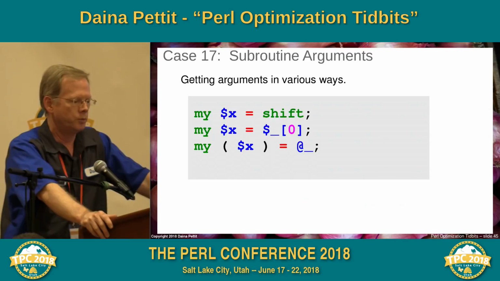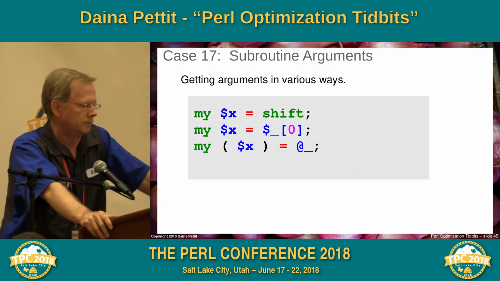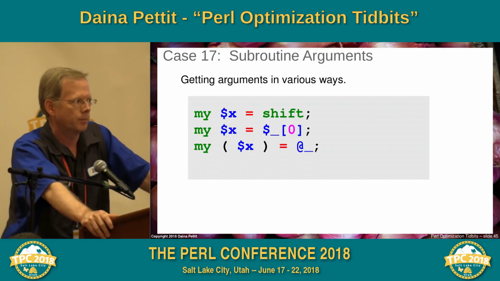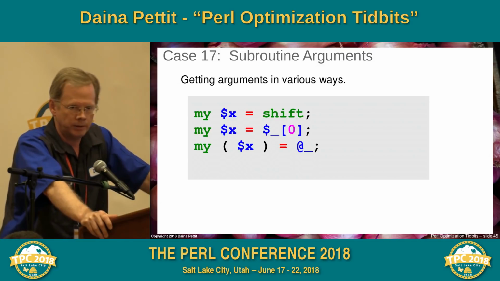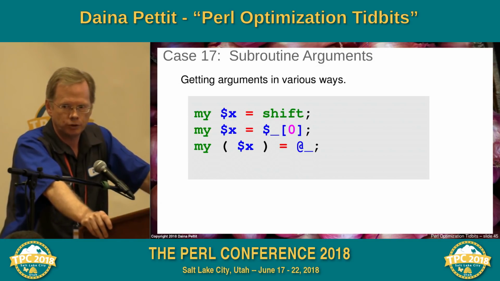We have a lot of different ways we can get subroutine arguments. We can get it through a shift. We can get it through directly accessing the parameter variable, the @_ array, or by doing an assignment directly out of that as a group.